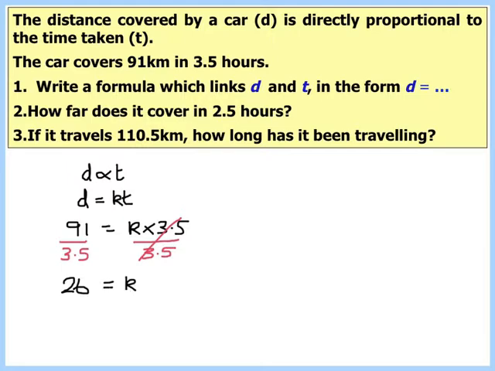So I still haven't finished the first bit yet. Write a formula which links d and t in the form d equals something. So again, I've got the value of k and I've just got to go and stick it back in there. And I've finished this first bit. So d is always 26 times by whatever t is, and that's the formula that connects those two. So that's the bit I'm now going to go away and use to do whichever bit comes next. So I can tick that first little bit off.